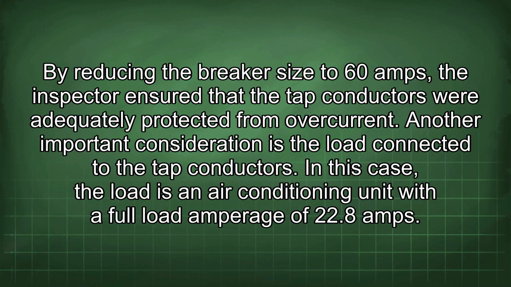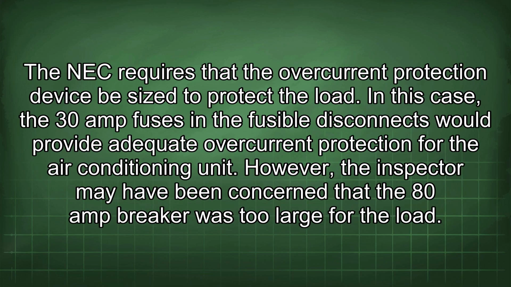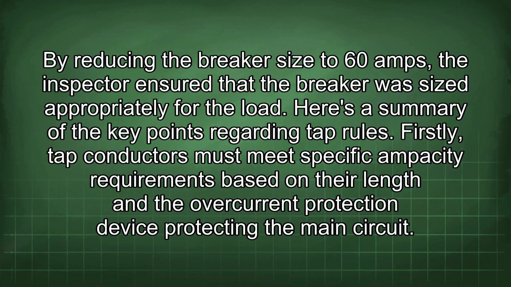Another important consideration is the load connected to the tap conductors. In this case, the load is an air conditioning unit with a full load amperage of 22.8 amps. The NEC requires that the overcurrent protection device be sized to protect the load. In this case, the 30 amp fuses in the fusible disconnects would provide adequate overcurrent protection for the air conditioning unit. However, the inspector may have been concerned that the 80 amp breaker was too large for the load. By reducing the breaker size to 60 amps, the inspector ensured that the breaker was sized appropriately for the load.